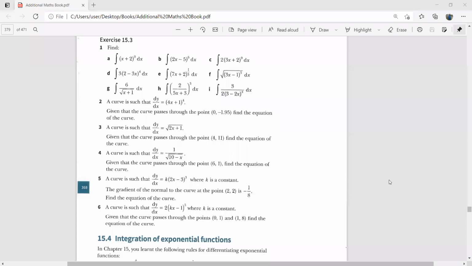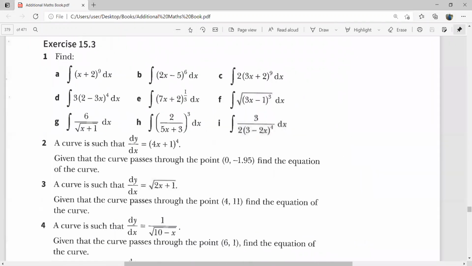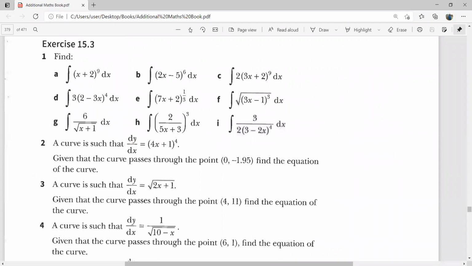Okay, we are into the second technique of integration. Guys, if you look very carefully at all these parts of question number one, you will notice first of all that the powers are too big and we would not like to expand them. If you have a power up to 2, or maybe up to 3, you can integrate that expression by expanding it first. But here the powers are too big.